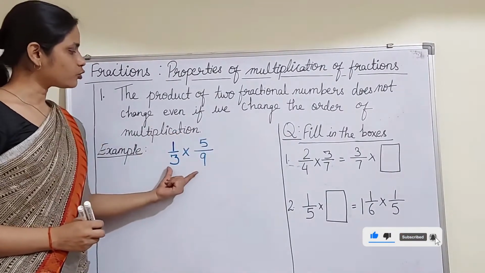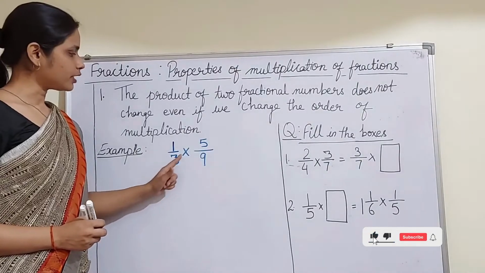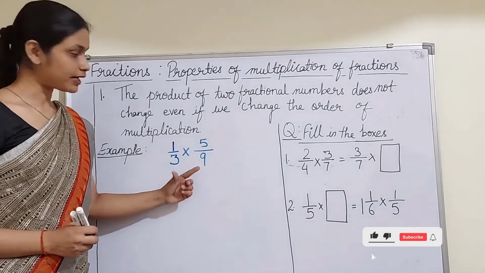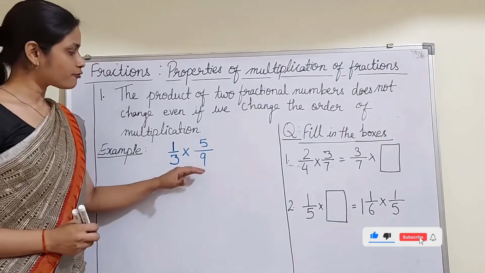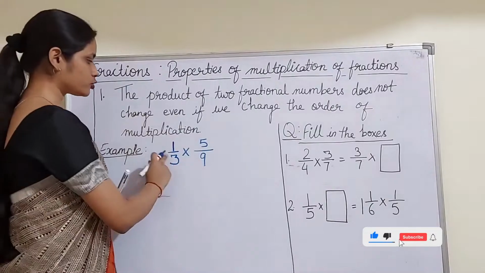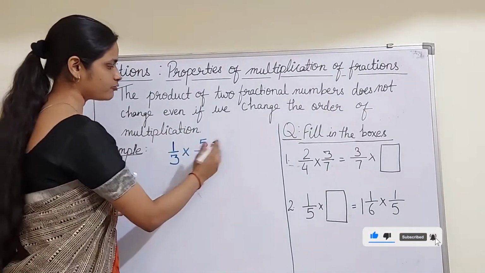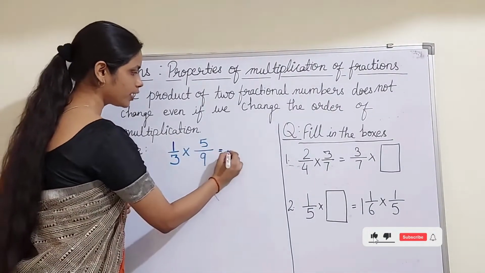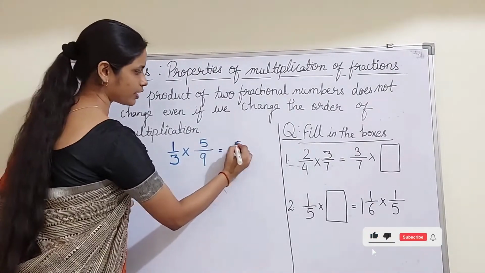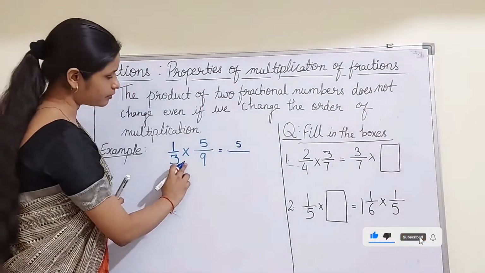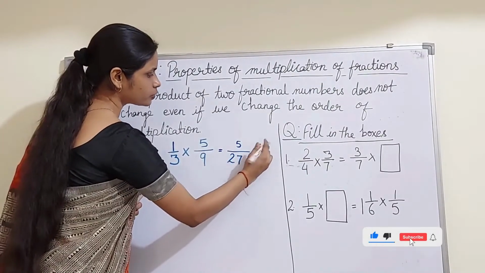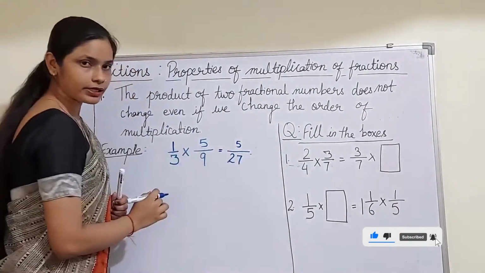Here I have taken two fractions, 1 by 3 and 5 by 9. We have to check the product by changing the order of the fractions. So first let us find the product here. 1 by 3 multiplied by 5 by 9: in the numerator we have 1 multiplied by 5, so that gives us 5. In the denominator we have 3 multiplied by 9, so 3 9s are 27. So the product is 5 by 27.